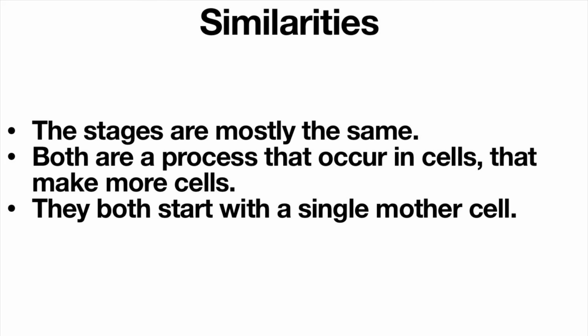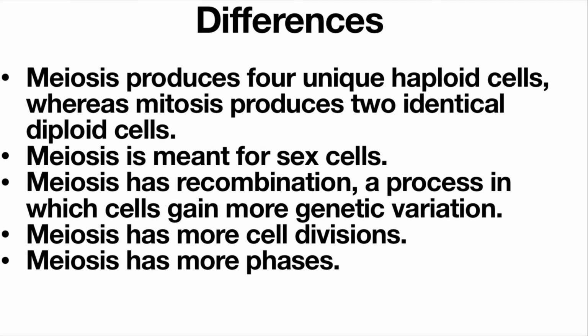The stages are mostly the same. Both are a process that occurs in cells that make more cells. They both start with a single mother cell. And here are the differences. Meiosis produces 4 unique haploid cells, whereas mitosis produces 2 identical diploid cells. Meiosis is meant to create sex cells. Meiosis has recombination, a process in which cells gain more genetic variation. Meiosis has more cell divisions, and meiosis has more phases.